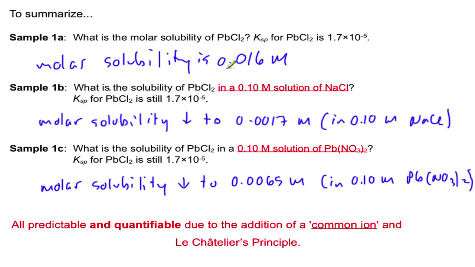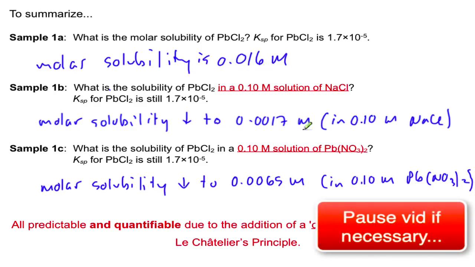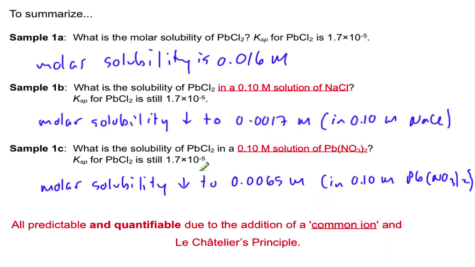So there's the summary. Molar solubility 0.016 for PbCl2 decreases in the presence of both chloride ion and Pb2+ ion, but not to the same extent. And the reason for that is, again, the stoichiometry involved in the KSP expression.